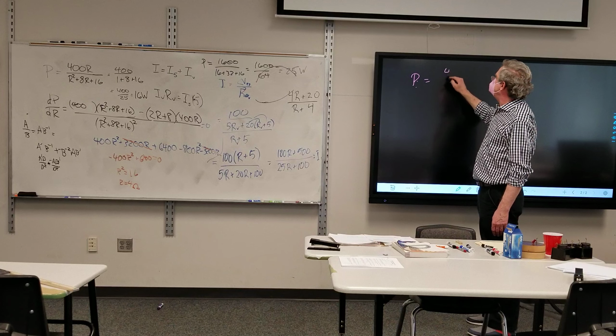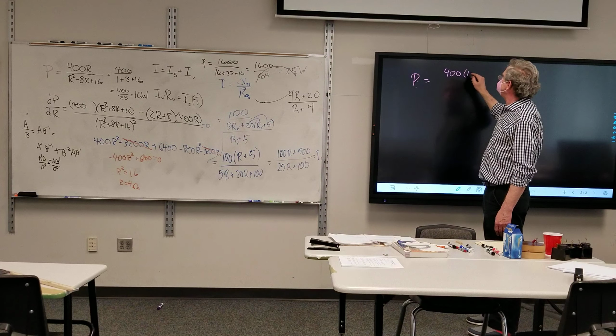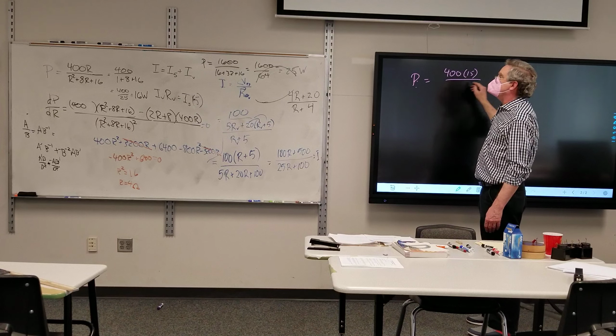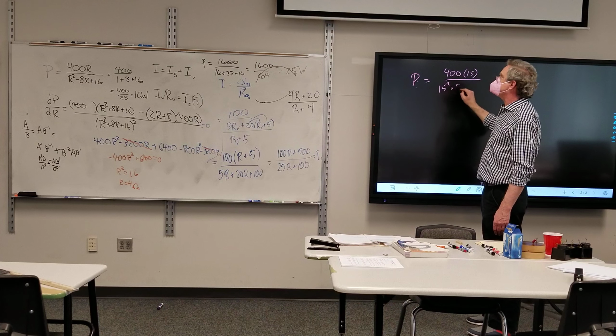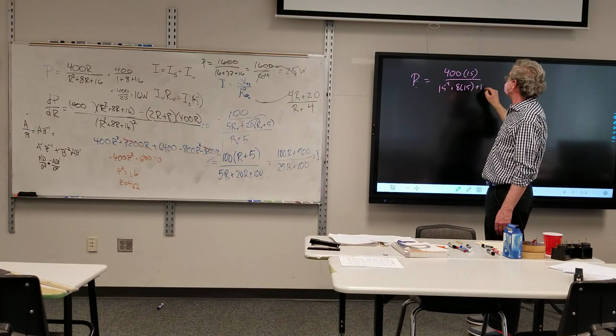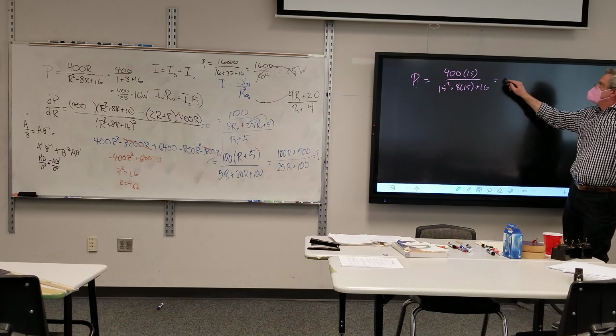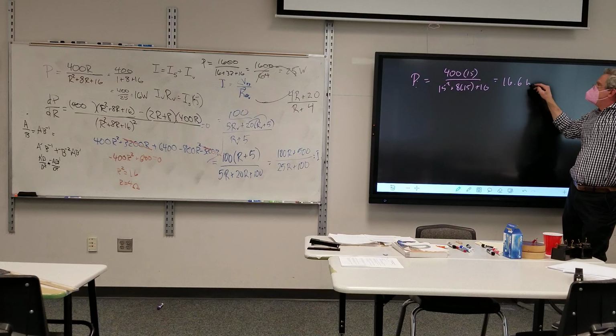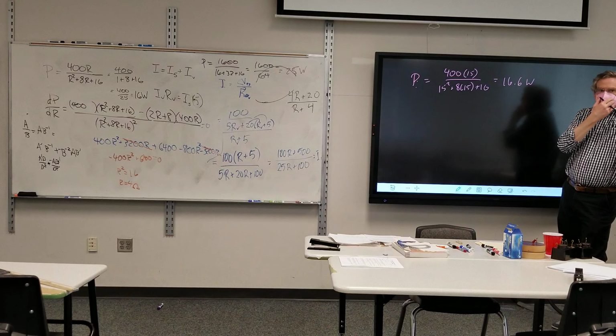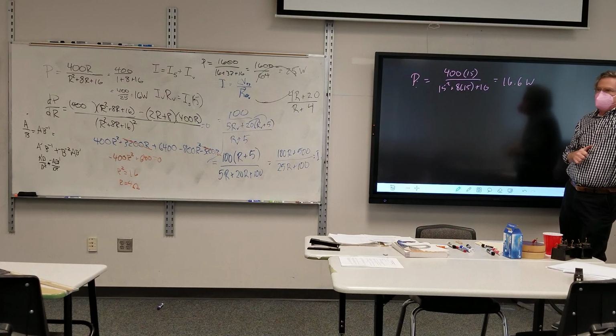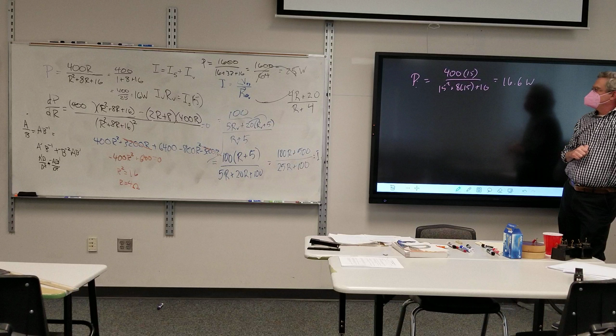So we had 400 times 15, I think that was the maximum, over 15 squared plus 8 times 15 plus 16. Alright, yeah, and you get 16.6. There you go. It's max.